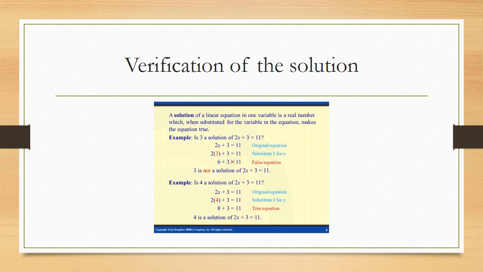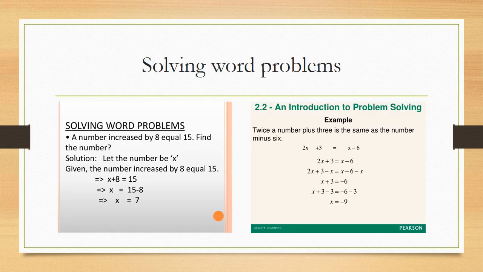Another example: is 4 a solution of 2x plus 3 is equal to 11? 2x plus 3 is equal to 11 is the original equation. Substitute 4 for x, we get 2 into 4 plus 3 is equal to 11. On the left hand side we get 8 plus 3. The right hand side is already 11. So 11 is equal to 11. It is a true equation. So 4 is the solution of 2x plus 3 is equal to 11.